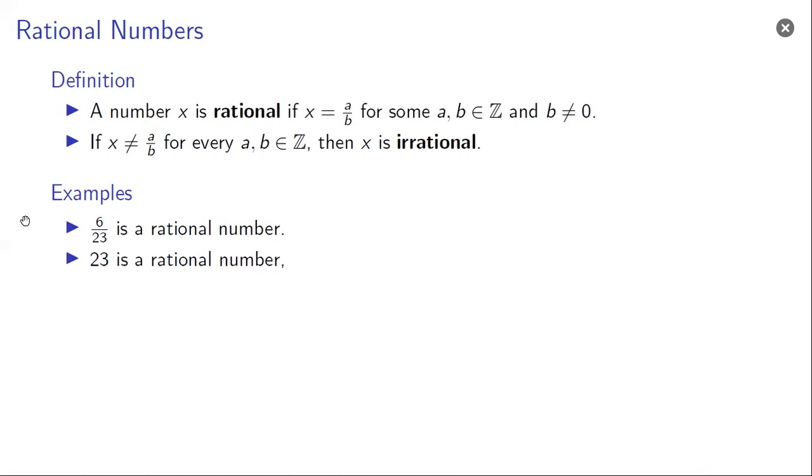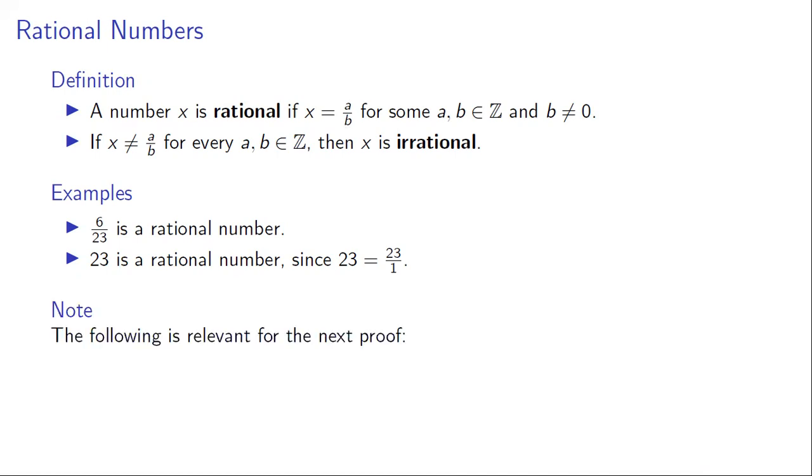The number 23 is also a rational number. Just 23 by itself is a rational number. That's maybe not so obvious, but here's why. Since 23 is equal to 23 divided by 1, 23 can be written as a divided by b, where a is an integer, 23, and b is an integer, 1 in this case, and b is not 0. So therefore 23 is rational.